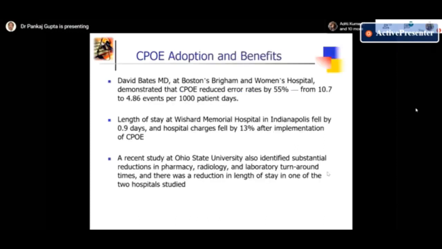Adoption benefits. David Bates did a study in a Boston hospital. He said that you were able to reduce the length of stay, you're able to reduce the total cost, you're able to reduce the litigation cost, and so on and so forth. So a lot of these things came out of Dr. Bates' studies.